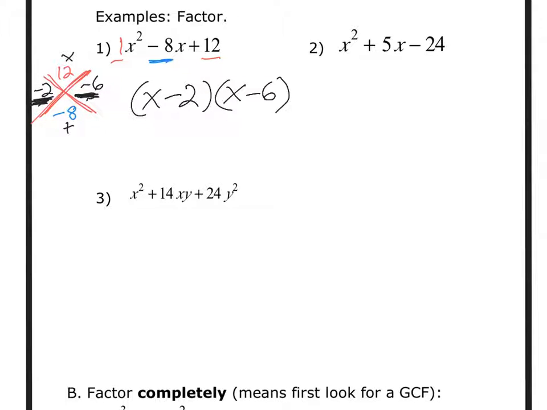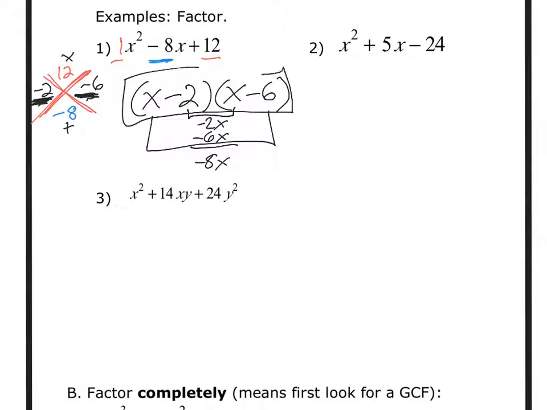And again, if you ever wanted to check this to see if it works, here's the fastest way on earth to check it. You multiply the middle two, you get negative 2x. You multiply the outer two, you get negative 6x. When you combine them, bam, negative 8x. And that's exactly what we have here in the middle. So that's just a fast way of checking and confirming that yes, this is indeed our factors. All right, number 2.